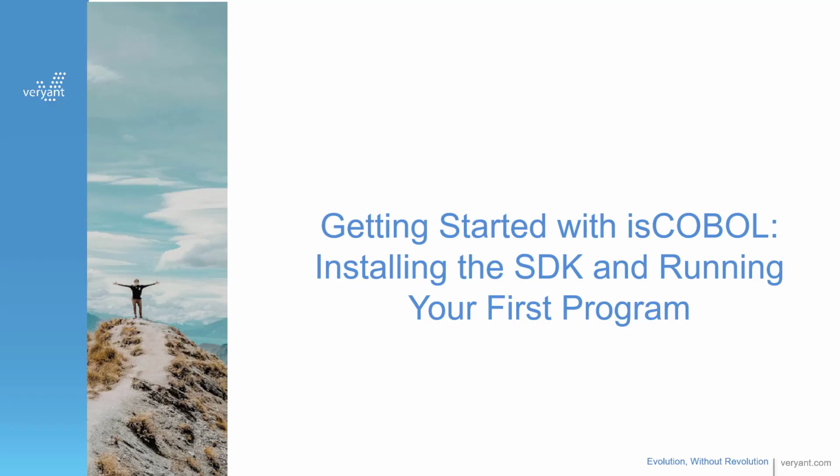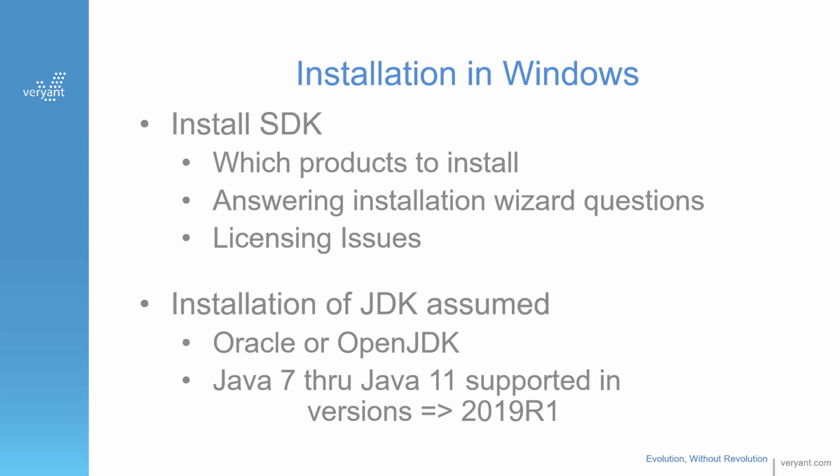Hello. This video will show you the basics of installing and using the isCOBOL software development kit. We'll run the installation wizard and work through the options, including licensing. You should have already installed Java, either from Oracle or an OpenJDK vendor. I'll be installing 2019 R2, and I have Java 8 installed.